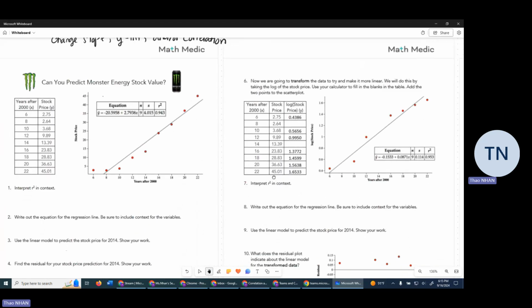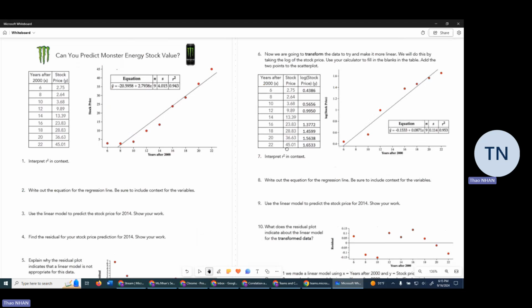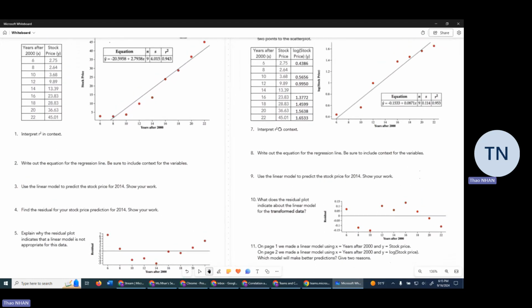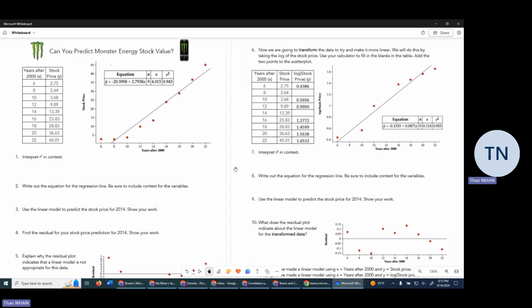Now down here, we need to go over this exercise right here too. Okay, this one is going to be quick. I know there's a lot of parts, but it's going to be a quick one.